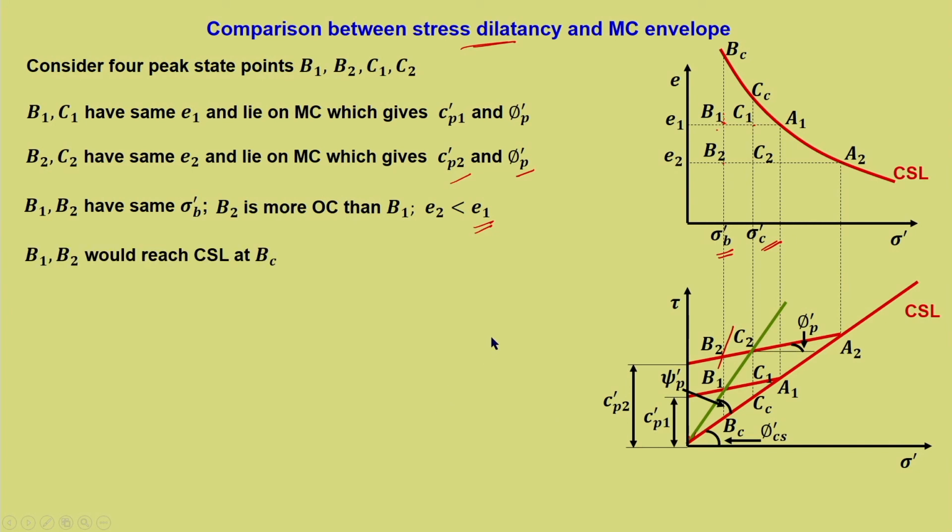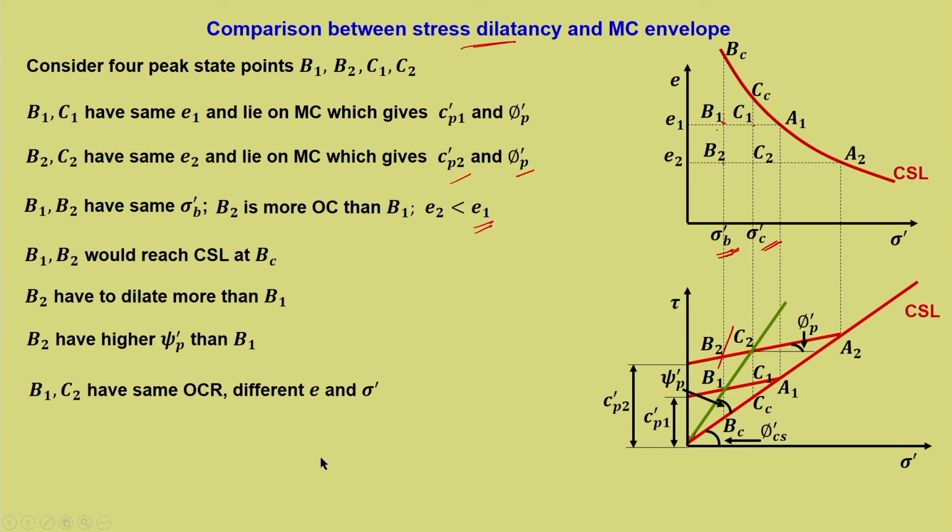B1 and B2 would reach the CSL at BC, that is already there. Now B2 has to dilate more than B1. Accordingly, B2 dilates more. Even though the initial stress condition is the same, it does not mean that the dilation is going to be the same. We also need to consider how much overconsolidated the given sample is. Definitely B2 has to dilate more, and hence the dilation angle will be more. So B2 has a higher dilation angle psi dash P than B1.